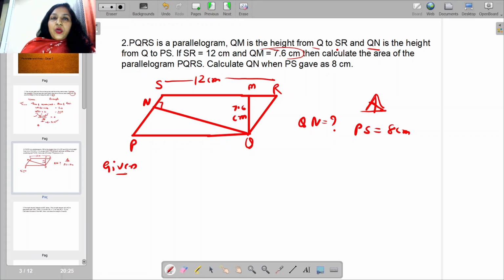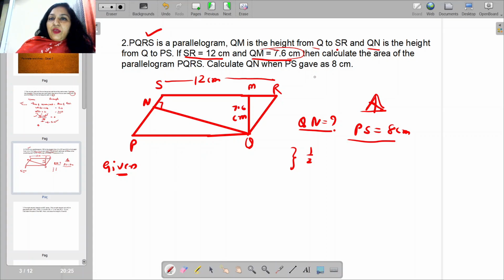दोबारा आप कैसे शुरू करोगे? Given information, PQRS is a parallelogram. This you have to write. Then all these things, SR is 12, QM 7.6, PS is equal to 8, and what we have to find QN. ये सारा आपको लिखना होता है. If you write the given information, you will be getting half mark there, no matter if your answer is correct or incorrect. So please write the given information.